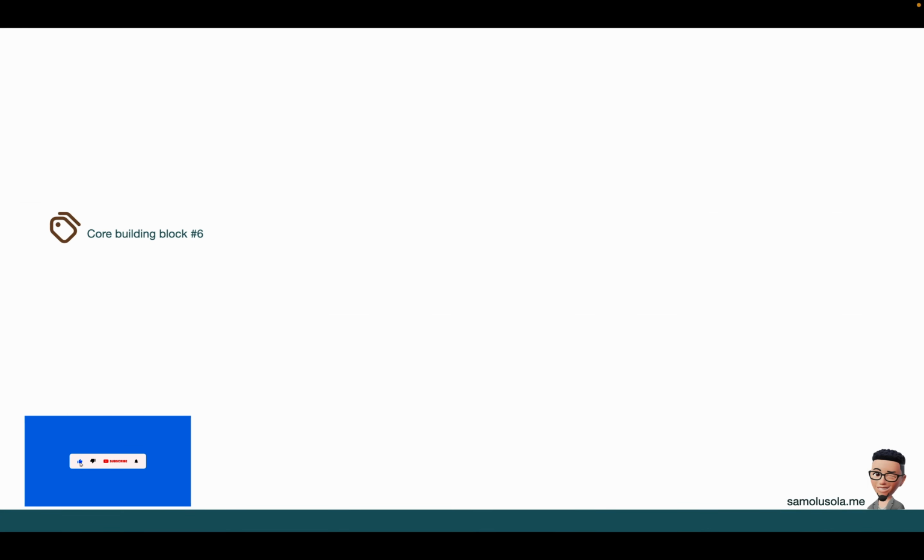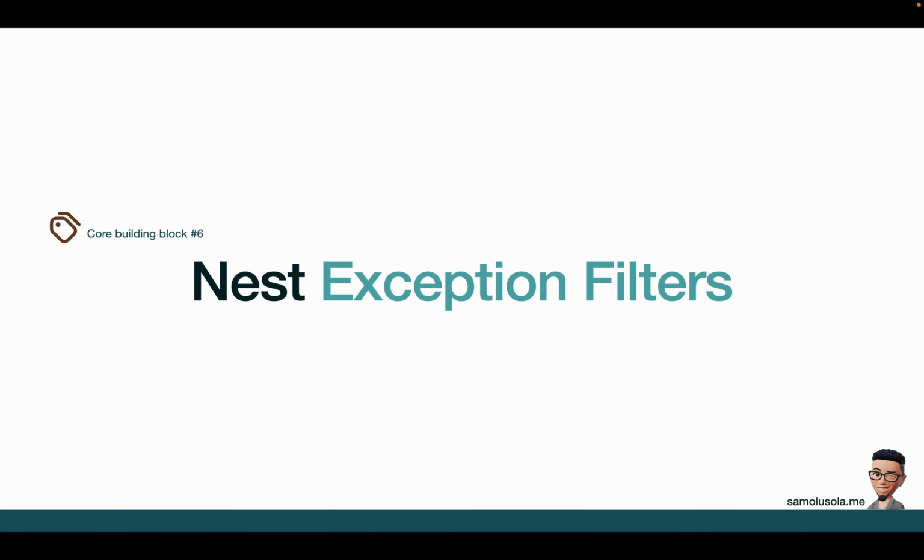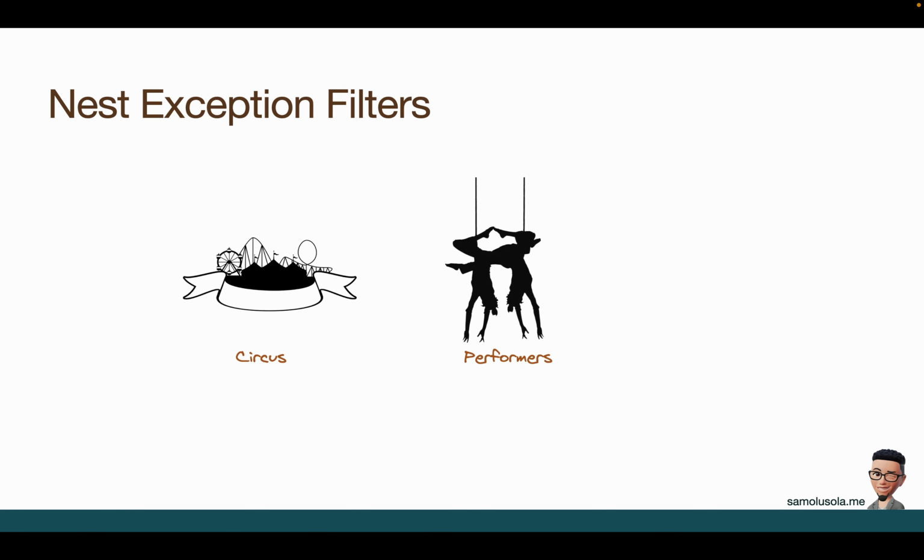Now, we will be talking about the last building block that I want to explain in this tutorial, which is the Nest exception filters. Let's quickly go through that. For us to understand what exception filters are for, let's imagine we are at a circus and we have some performers that are performing some art, like hanging from a rope. This could be dangerous if the rope cuts and they fall down.